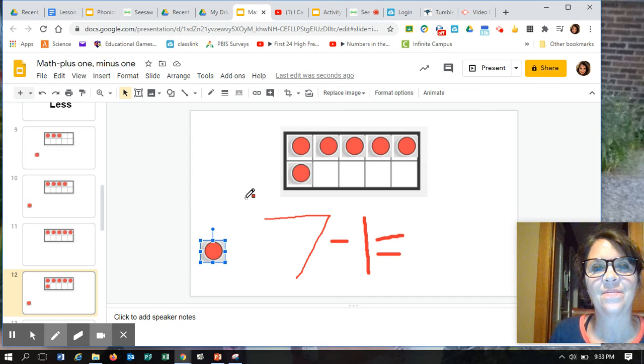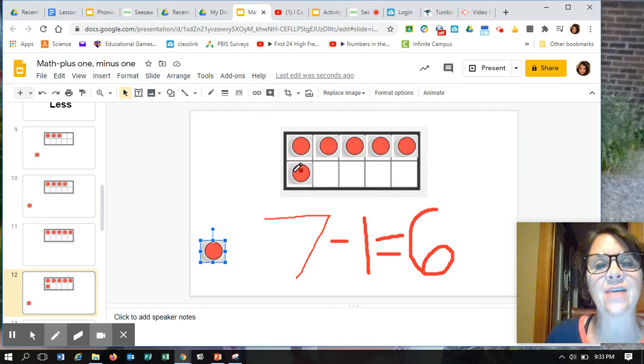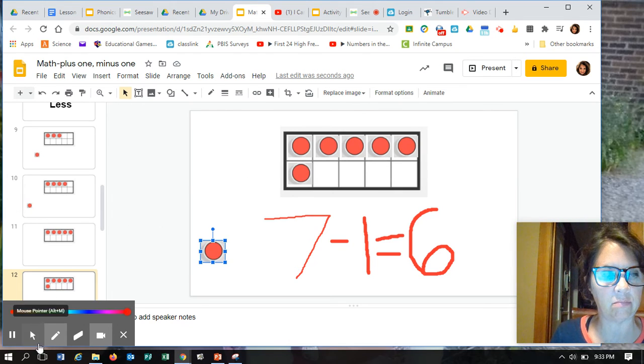Good. 6. 7 minus 1 equals 6. So I could count them this way. 1, 2, 3, 4, 5, 6. I could count every single one of them. Or I could think of this as 5, and one more makes 6. So 5, 6. That's kind of a faster, more efficient way to count.